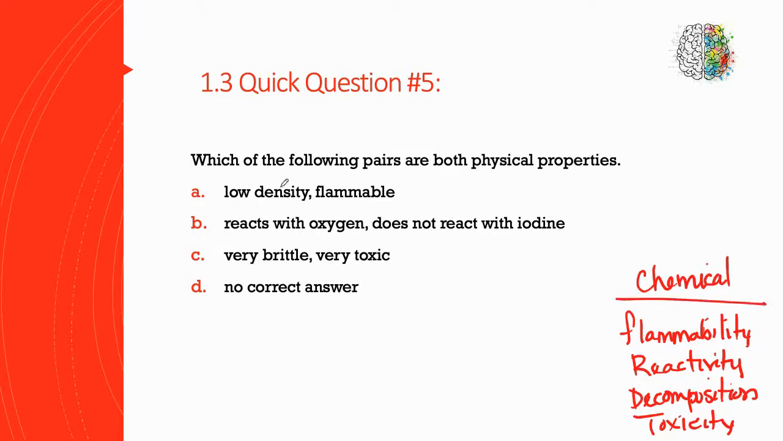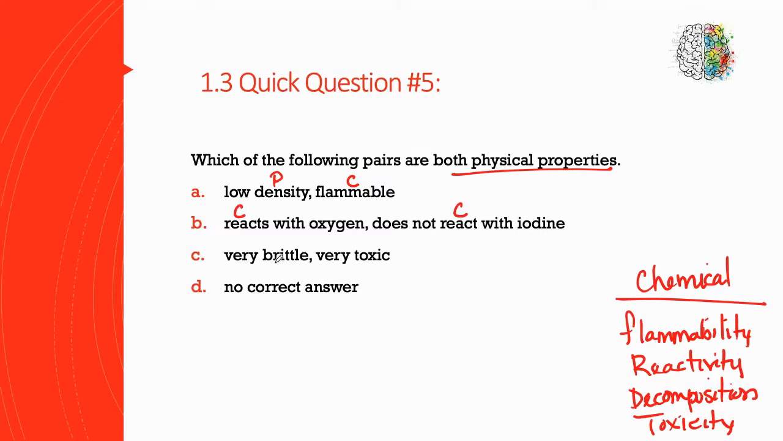All right. So density. Density is not one we've talked about, but you actually measure density. And remember I said anything you measure is a physical property. So this one's physical, but flammability is chemical. So both of the pairs are not physical. They have to both be physical. All right, let's look at the next one. Reacts with oxygen. There's our reactivity. That's chemical. And does not react with iodine. Reactivity. That's chemical.